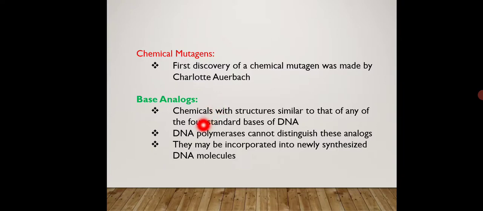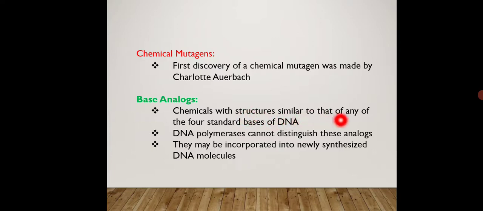Base analogs can mimic your normal nucleotide bases, or they can copy the normal nucleotide bases. Base means your nucleotide bases. It may be cytosine, thymine, uracil, adenine, any. These are the bases. And analog means same दिखने वाले, उसको मिमिक करते हैं, उसकी कॉपी करते हैं. That is the meaning of the word base analog.